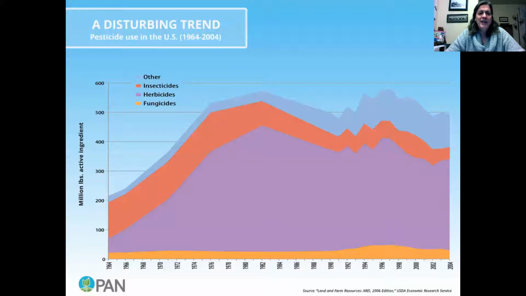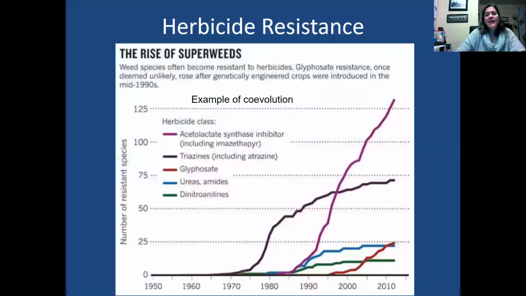So this is just a trend in pesticide use in the US. And if you look at it, most of those categories have stayed fairly static. Some have even decreased, but the herbicides, this is 1964, have really increased over time. And a lot of that is the glyphosate. The common name is Roundup. All right, and again, I put the example of coevolution on this slide.